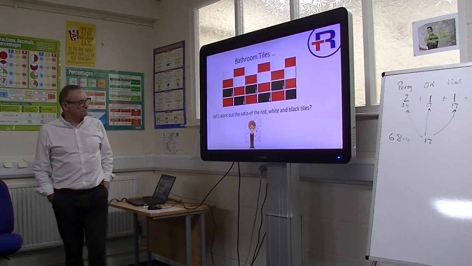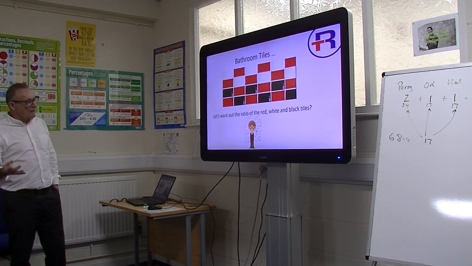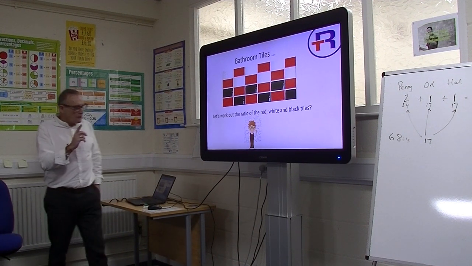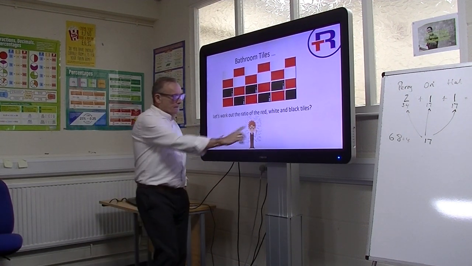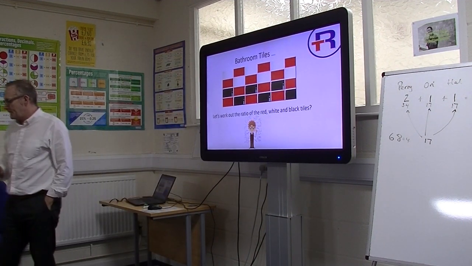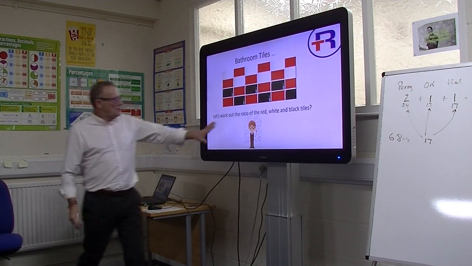So let's have a look at this picture. Got some tiles here in the bathroom, red, white and black tiles. What you've got to remember when you're working with ratio is this, that whatever order these are written in, that's the order that the answer has to be written in. Otherwise, it doesn't work. Okay?